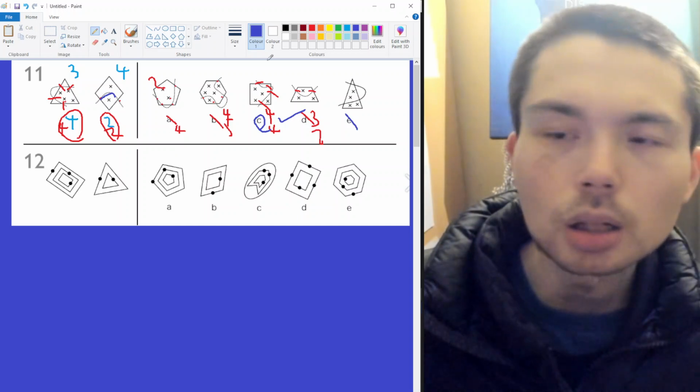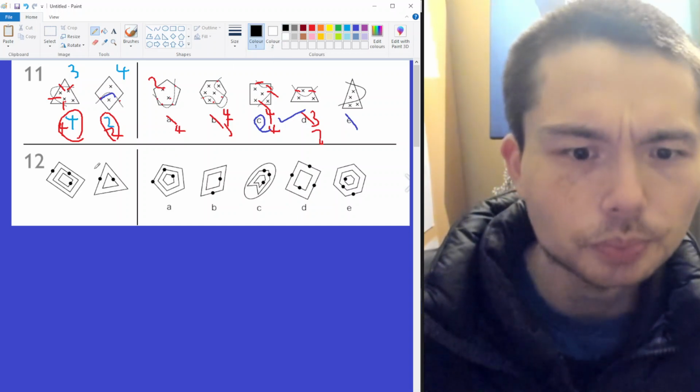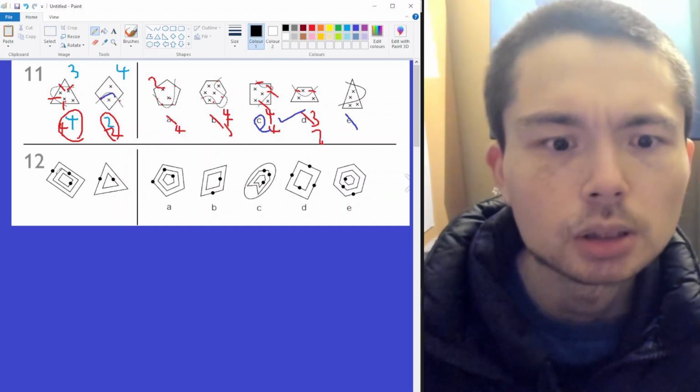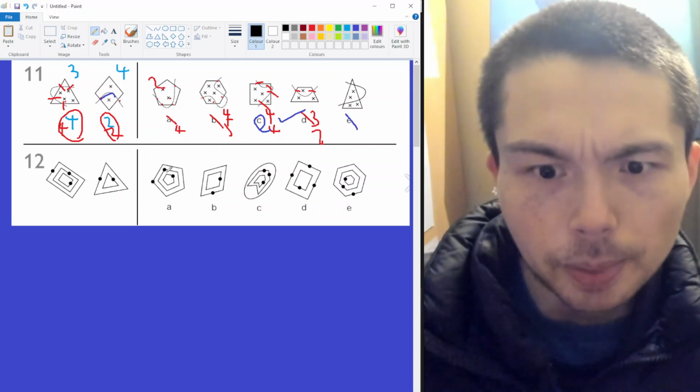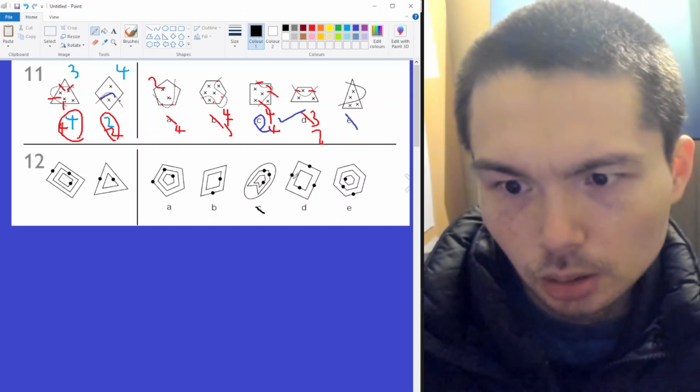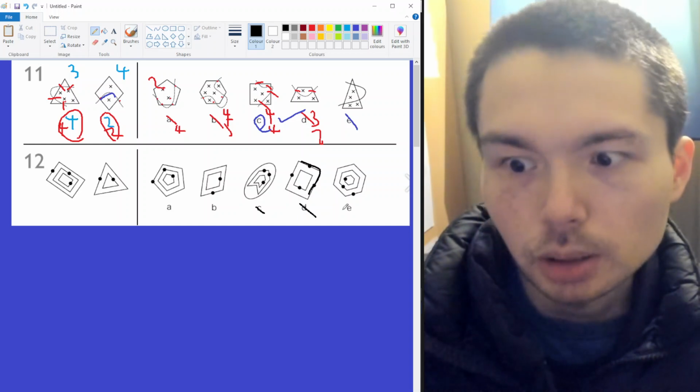Question 12. One of the hardest ones I've ever seen. Let's see. I'll explain it now. Look at the dots. 1, 2, 3, 1, 2. So there's got to be a dot on every one. Yep. Yep. Nope. There's 2 on the same one. Nope. And now E. Okay.